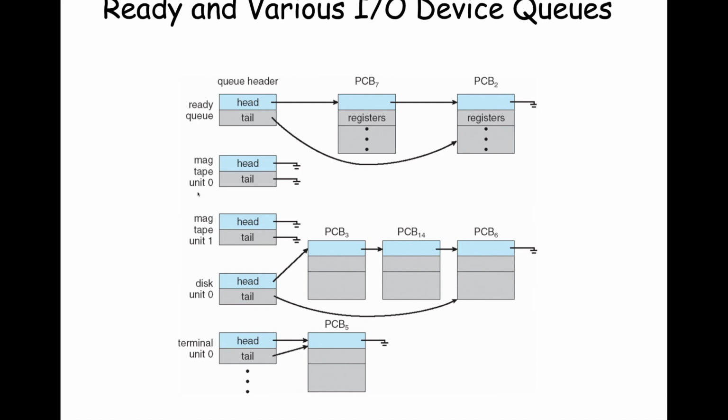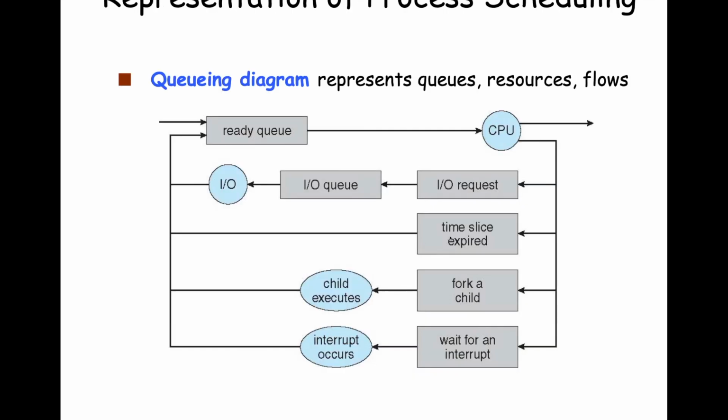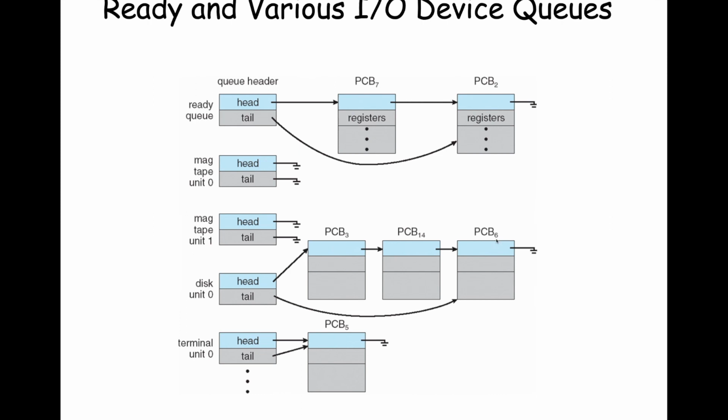We have here a bunch of device queues: magnetic tape unit 0, magnetic tape unit 1, disk 0, and we have terminal, like a terminal for viewing display visually. So the disk queue, the device queue, has a head and has a tail. It's another singly linked list. At the head is process 3, defined by PCB 3, and at the tail is process 6, defined by PCB 6. And that means process 3, process 14, and process 6 are all waiting for disk unit 0.